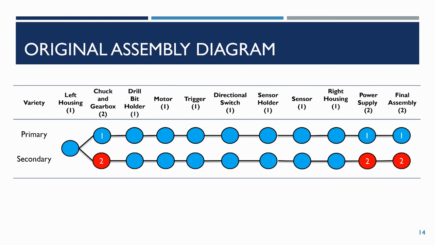Here is our original assembly sequence diagram, obtained based on the better assembly sequence for the primary product variant. Here, it can be observed that there are two variations of chuck and gearbox that are assembled at the beginning of the sequence. The power supply also has two variations; however, it will be assembled at the end of the assembly sequence.